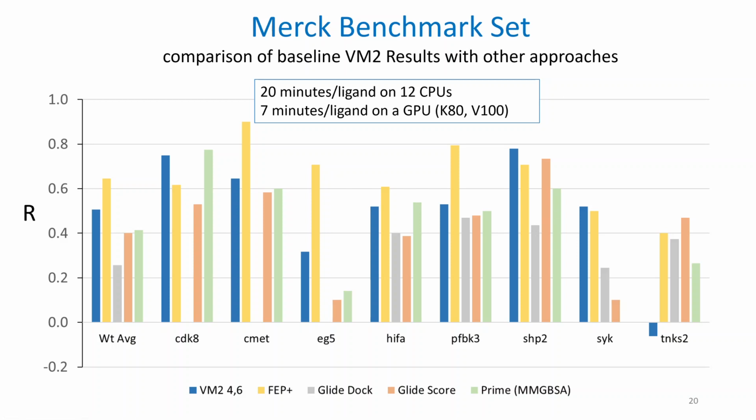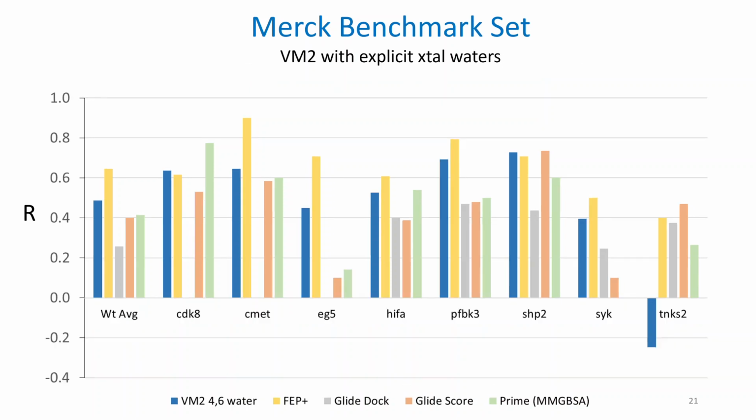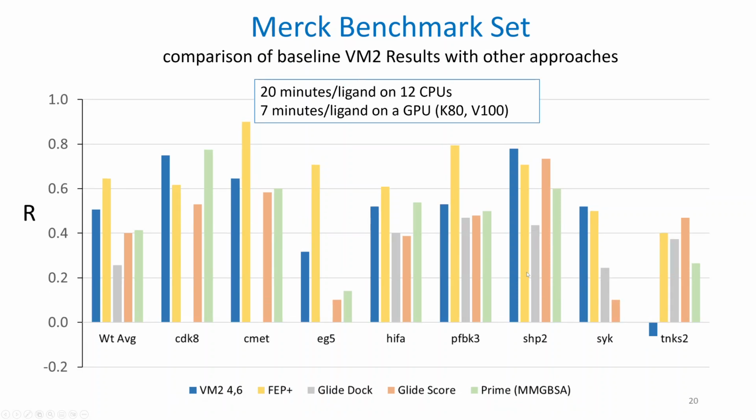Now, as I mentioned, these calculations were done with no crystallographic waters, no explicit waters at all. Let's see what happens if we include the crystallographic waters and keep them in place as we do the calculations using some weak restraints. What we see overall is that there's not a lot of difference. So we go back and forth. Basically, the R value stays at about 0.5. Note that all the other calculations are the same. We're just changing VM2. But I guess one thing I should have pointed out is that there are some cases where VM2 is more accurate than FEP Plus. These are cases where maybe a continuum solvent method is working well, because you can see MMGBSA working well.